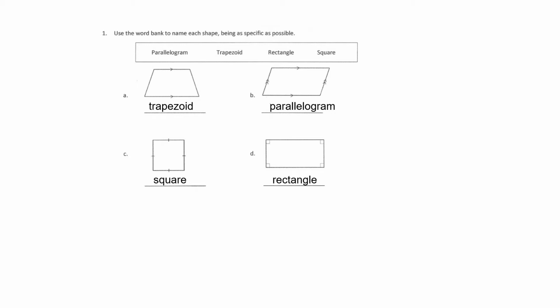So a rectangle is a parallelogram. A square is a parallelogram because they also have two pairs of parallel sides. Now, this is a square because all four sides are equal in length, so that makes it a square. A rectangle has four right angles and two pairs of parallel sides, so that makes it a rectangle.